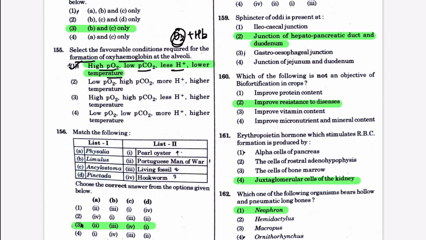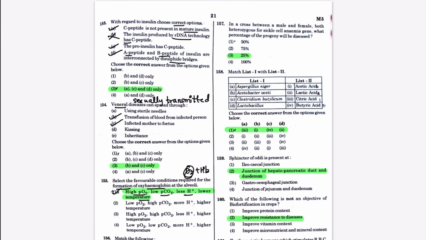Okay, right. 156, match the following. So just their scientific names, right? So Physalia, the answer is Portuguese man of war. Limulus is a living fossil, right? Ancylostoma, hookworm. Pinctada, pearl oyster. Okay, so option 3. Next question.